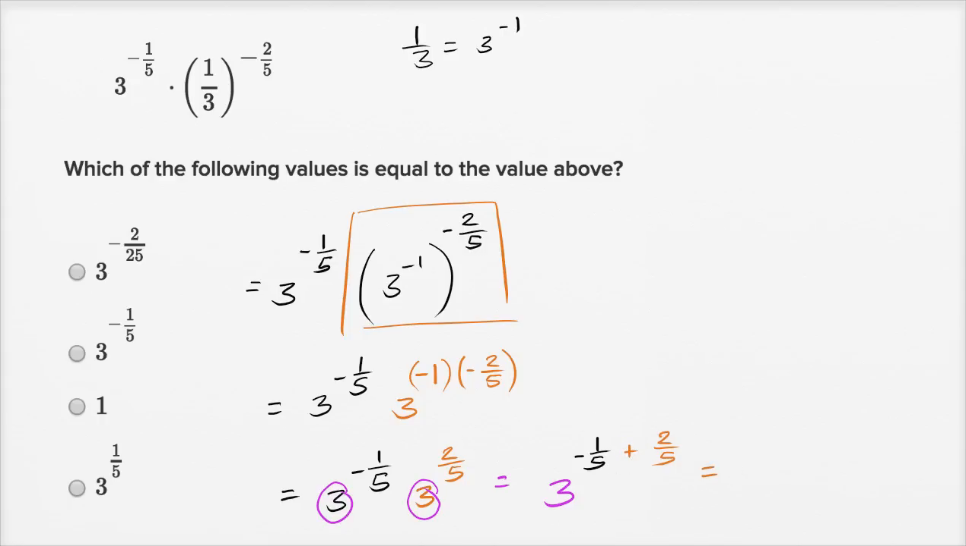This is going to be equal to 3 to the negative 1/5 plus 2/5, which is just 1/5. And there you have it, 3 to the 1/5 power.